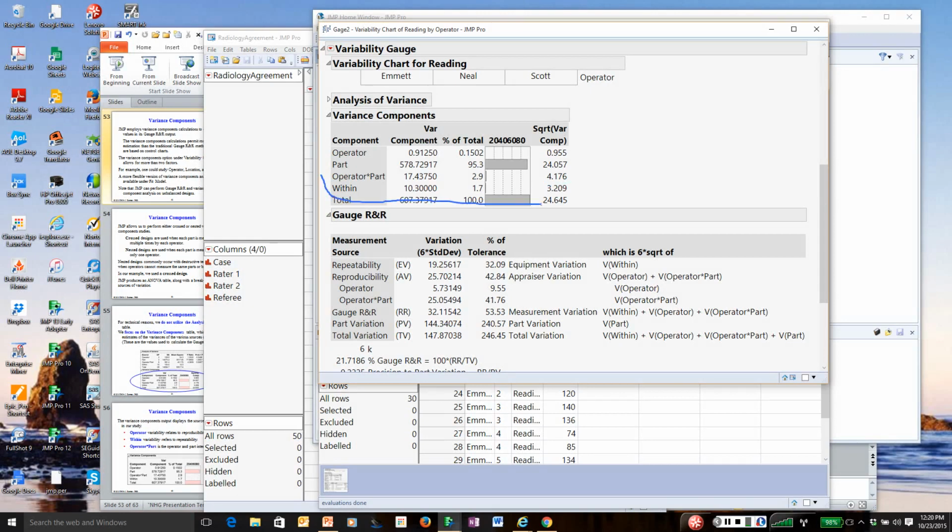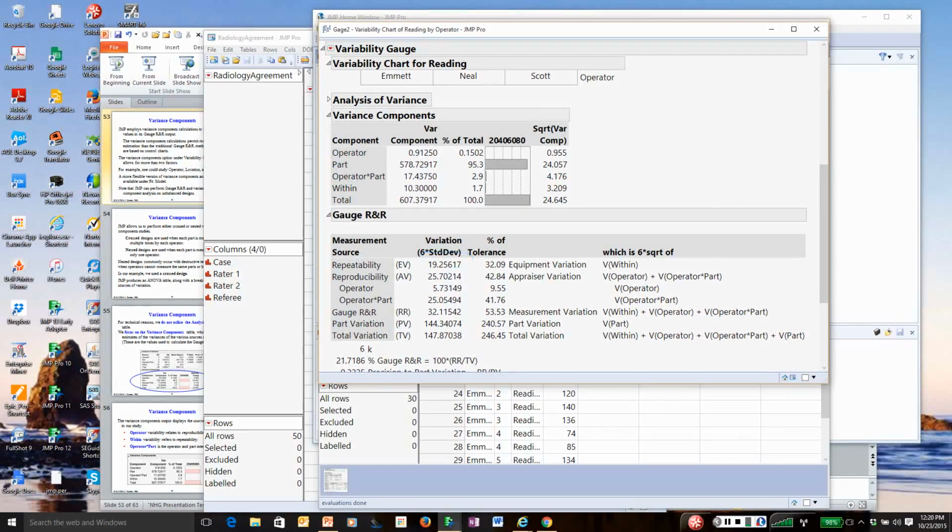And then finally, the within variation. This is repeatability. So JMP calls it within. It's literally repeatability, and its standard deviation is 3.2. Okay, so you keep that in mind. So where do we get the study variation of 19.2?